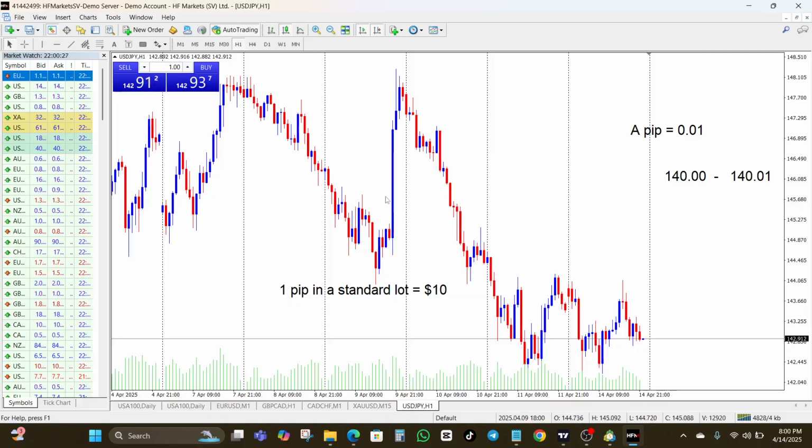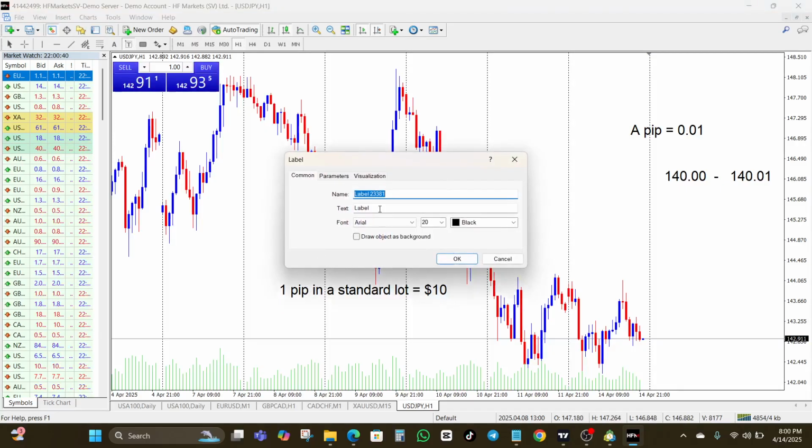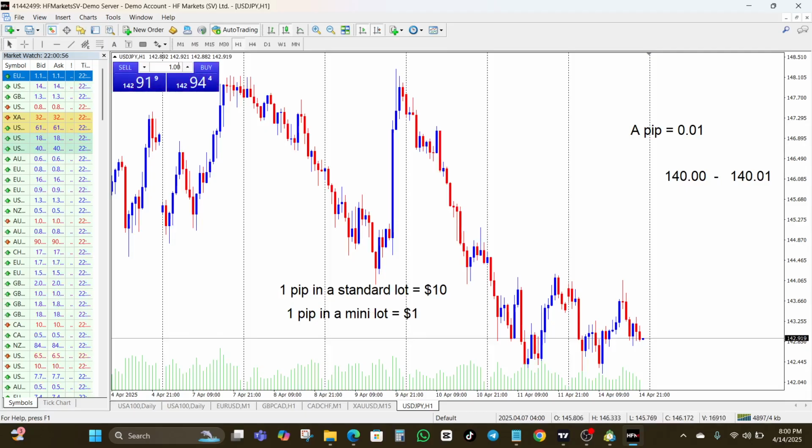Then we have the mini lot. Remember that a standard lot is equal to 100,000 units. A mini lot is equal to 10,000 units. 1 pip in a mini lot in most pairs is equal to $1. Now a mini lot is 0.1, and 1.0 is 1 standard lot.